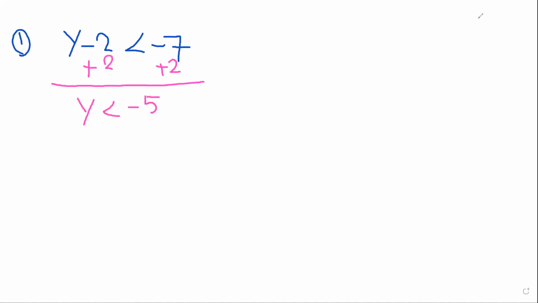Now look at y. Y is already isolated. It's not 5y, it's not 2y, it's only y. So here the solution will be y, sorry, is less than negative 5. The second step now, I need to graph the solution. So here we have negative 6, negative 5, negative 4, negative 3, negative 2, negative 1, 0, and so on.